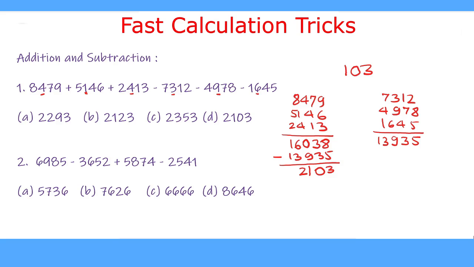Now we had carried 1, so this 8 has become 7. 7 plus 5 is 12. 12 plus 2 is 14. 14 minus 7 is 7. 7 minus 4 is 3. 3 minus 1 is 2. So our answer is 2103, which is option D.